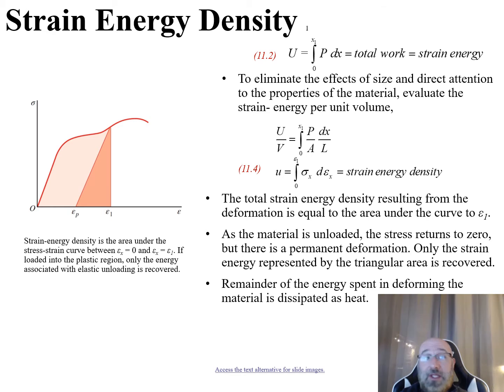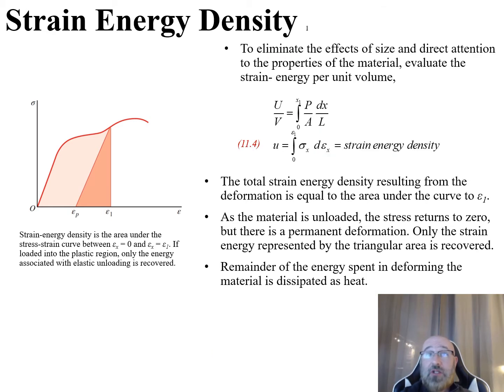Now, if we wanted to eliminate the effect of size and instead direct the attention to the properties of the material, then the internal strain energy per unit volume could be considered. The way we can do this is we can divide that strain energy, our U, by our unit volume right here. For a rod, our volume is equal to AL. So that's where we come up with this relationship that we see here. If we take that strain energy and divide by our volume, this is going to be equal to the integral from 0 to x1 of P over A times dx over L.